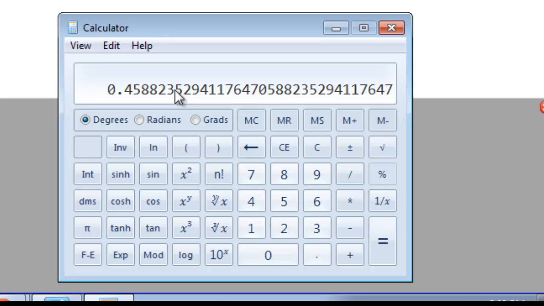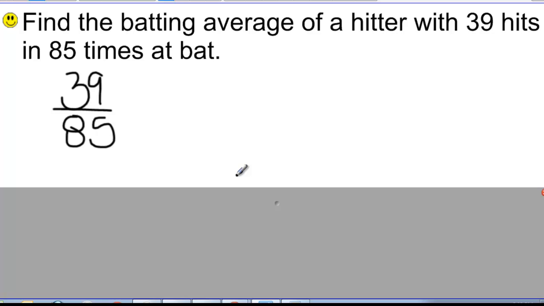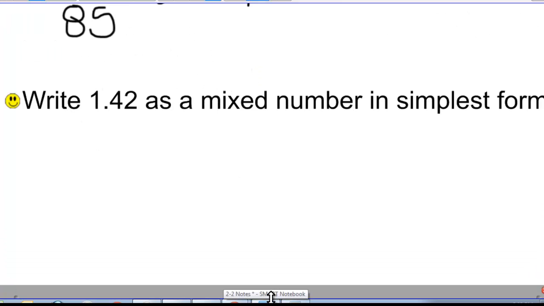That's crazy. Well, when we do batting average, remember we said we're going to round to the nearest thousandth. So I am going to look at 4, 5, 8. I'm going to round to this place, so I look at the 8 right after that, which tells me to round up. So this batting average is going to be 0.459. So when I come back to here, I'm going to write that as 0.459.